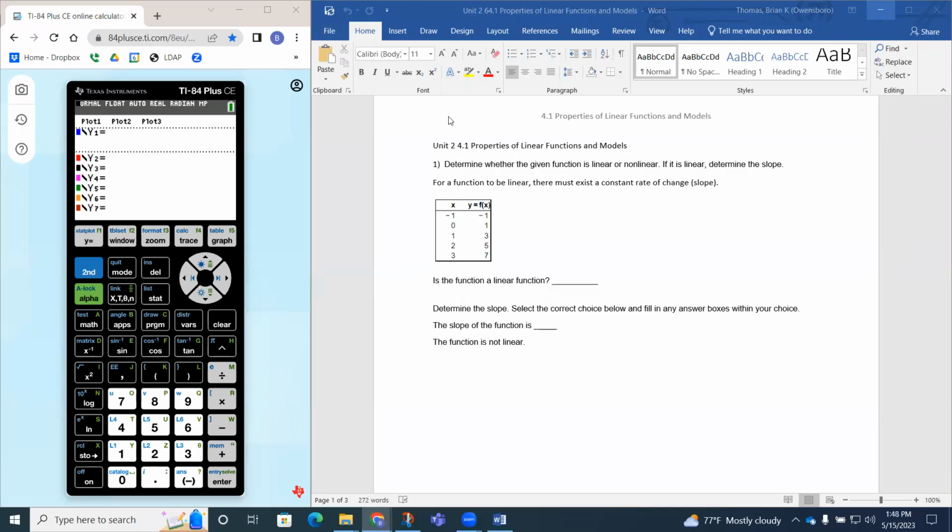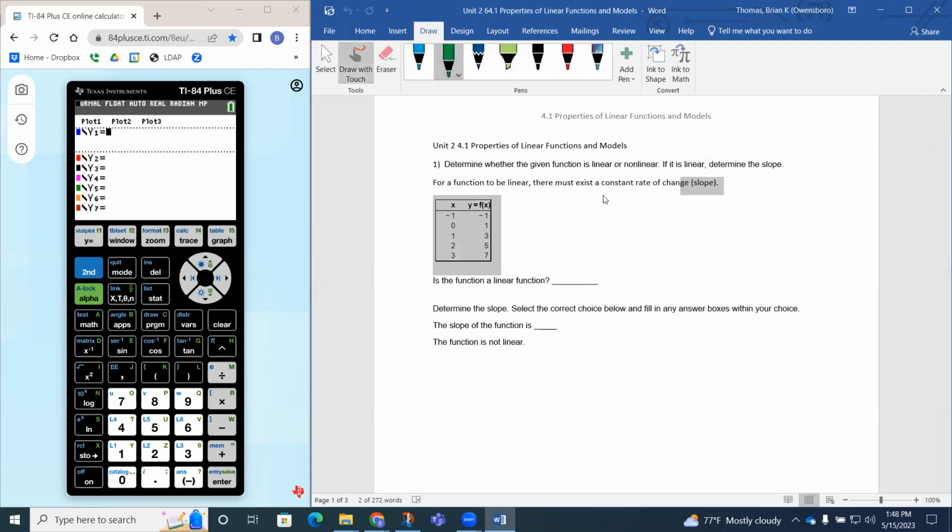So 4.1 gets into properties of linear functions and models. Remember, linear functions are in the form of f of x equals mx plus b.